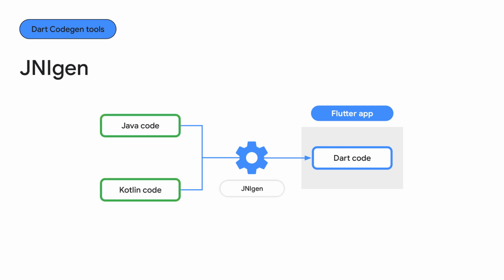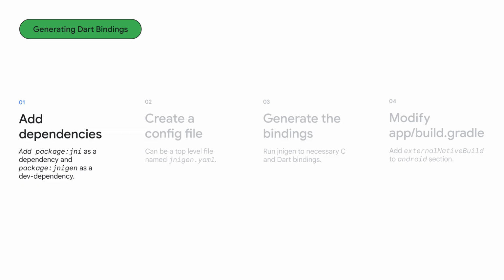We now have a similar tool for Android development called JNIGen that also generates Dart bindings to call methods and instantiate objects that are written in Java or Kotlin. JNIGen and FFIGen can be used together to develop a cross-platform Flutter app that calls iOS and Android APIs directly with Dart. When using JNIGen, there are four steps.